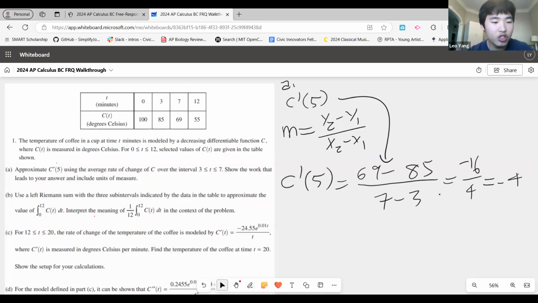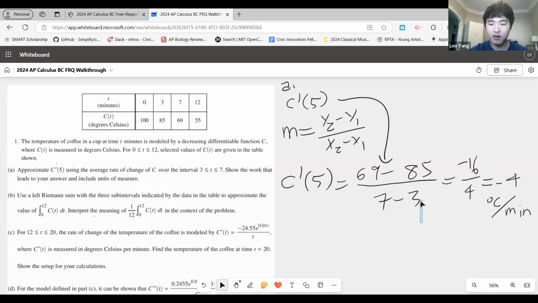And they want us to show the units of measure. So this is just Celsius over minutes. So negative 4 degrees Celsius per minute. So the part A answer is c prime of 5 is equal to negative 4 degrees Celsius per minute. Okay, let's move on.